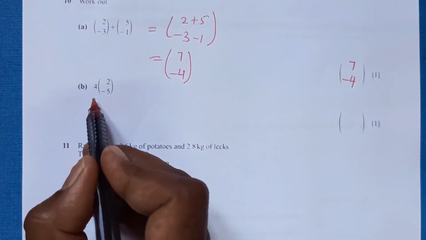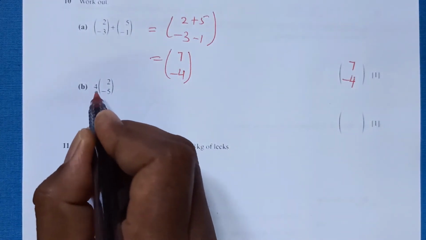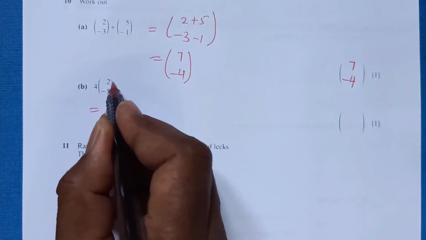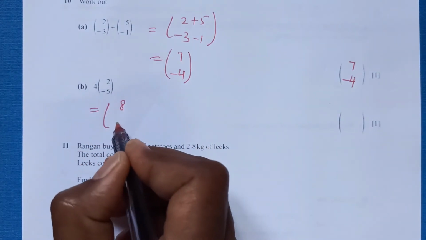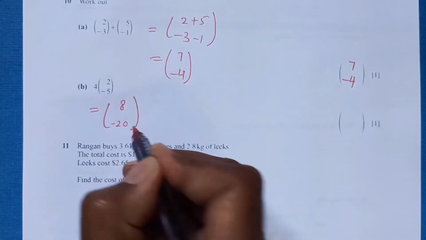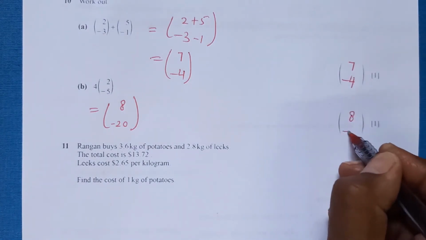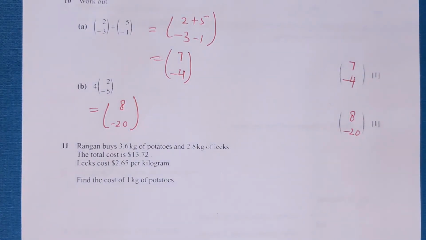Then part B, you are multiplying. This is scalar multiple. 4 will be multiplied to 2. 4 times 2 is 8. 4 times 5 is 20, and with negative sign. So this is 8 and negative 20.